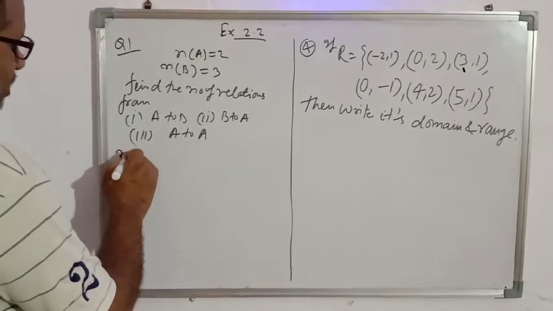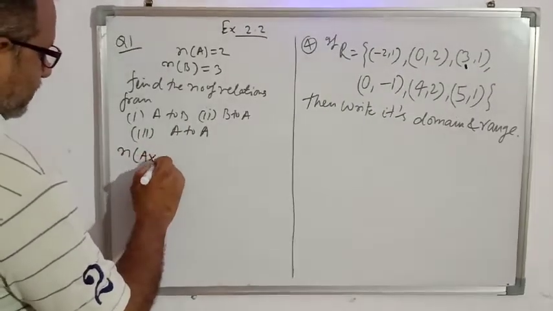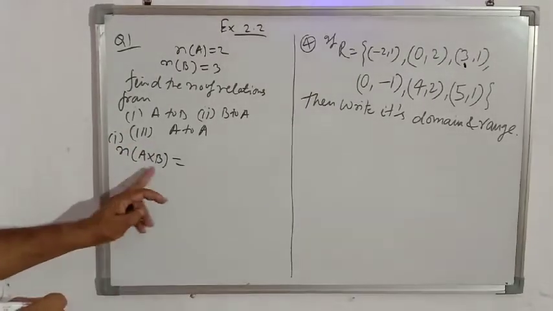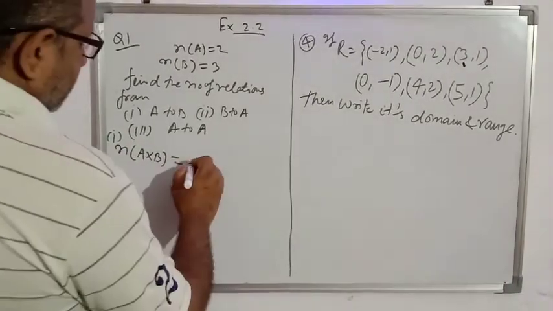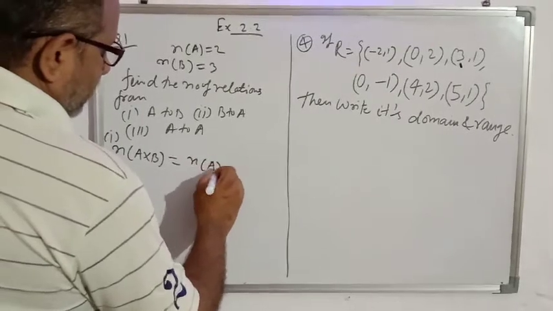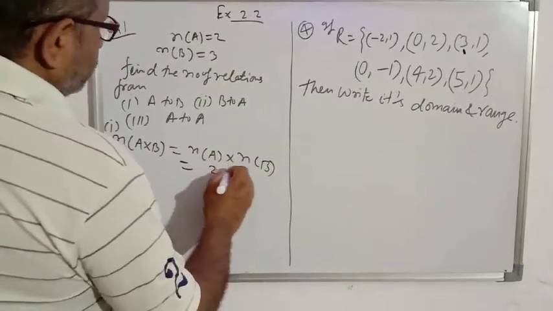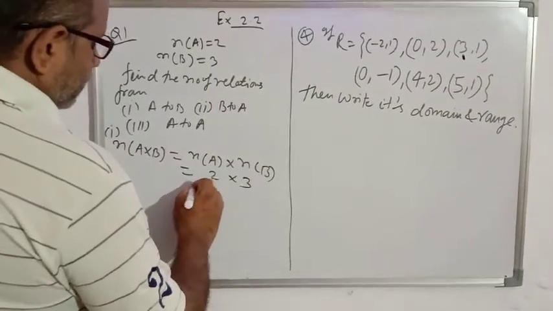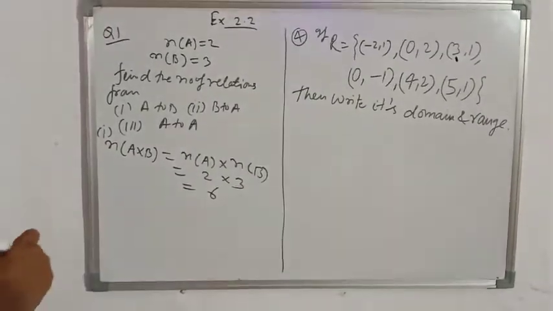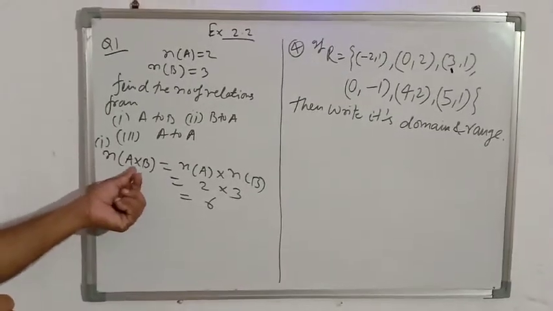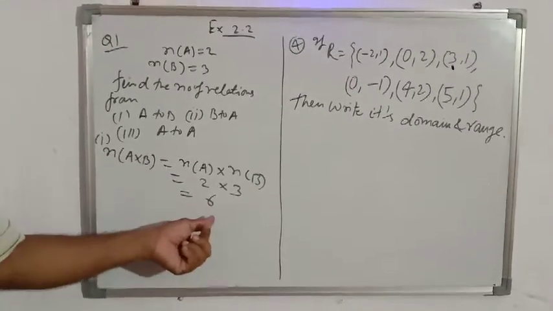So what will be the cardinal number of A cross B? n(A cross B) means n(A) into n(B). n(A) is 2, n(B) is 3. Total 6, 2 into 3 is 6. So cardinal number, meaning the number of elements in A cross B, is 6.